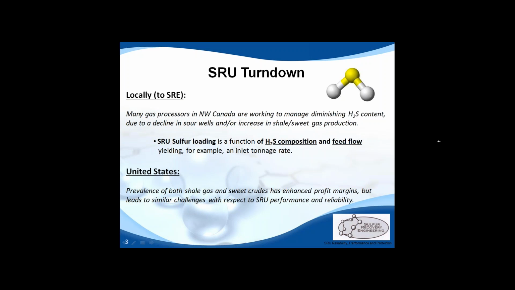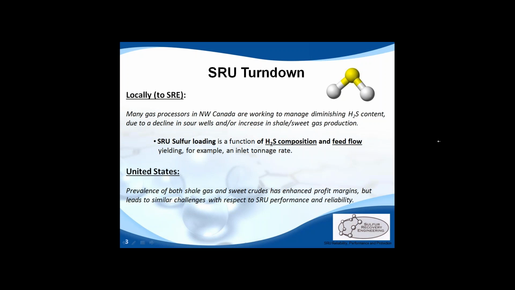What's important, I mentioned on the previous slide that overall, the SRU's overall conversion potential is directly proportional to how much sulfur is being processed in the plant. So SRU sulfur loading, so how much sulfur is being fed to the SRU is really a function of overall H2S composition that can be enhanced perhaps with optimized gas treating, but also feed flows. The combination of a flow and a composition yields, for example, an inlet tonnage rate. So for example, my SRU would process X tons of sulfur per day.